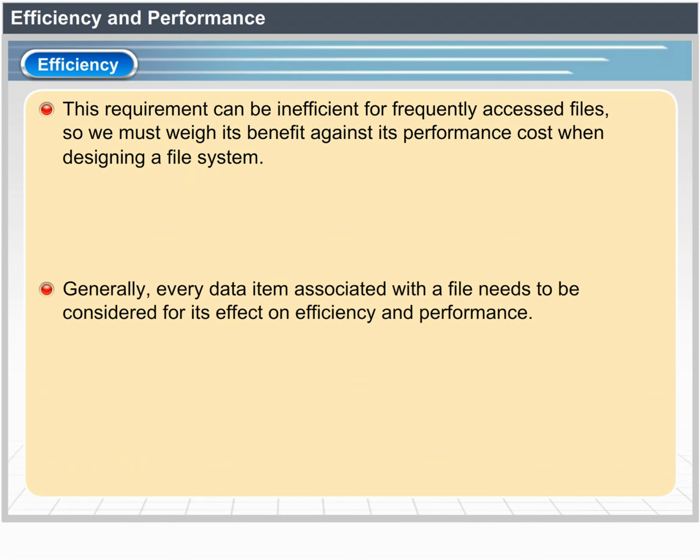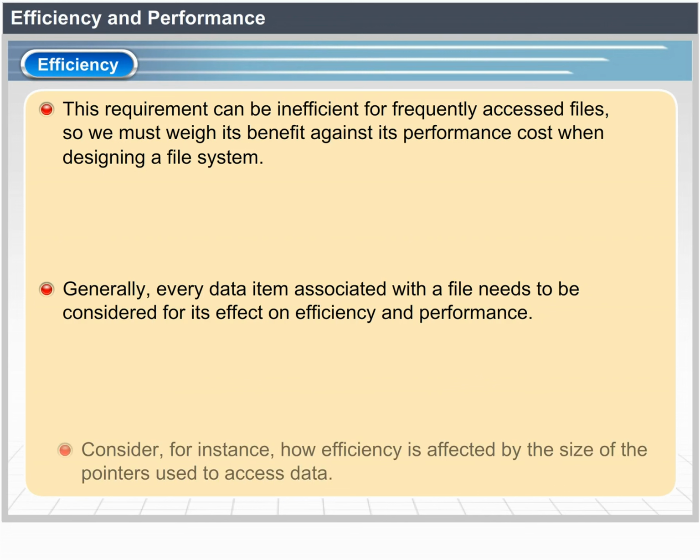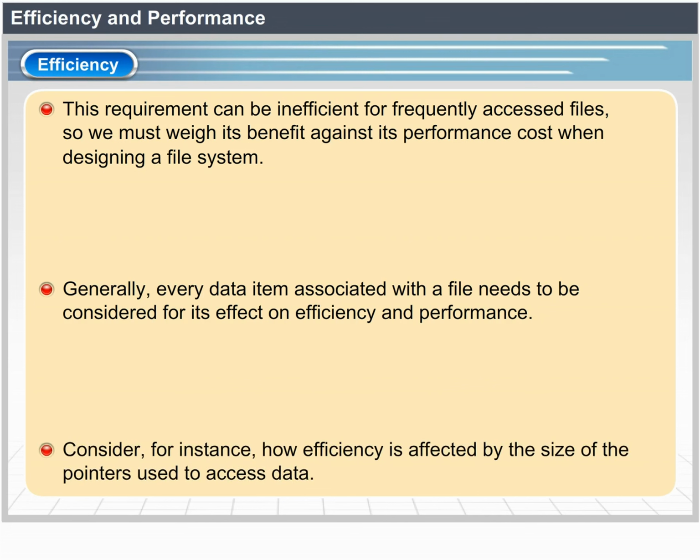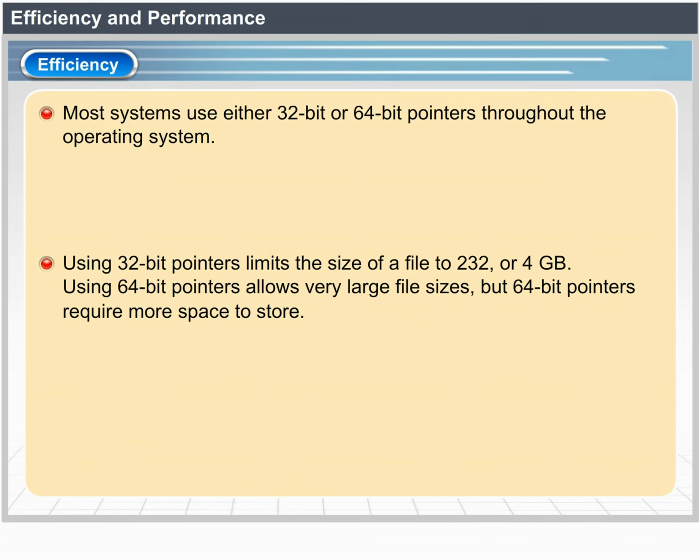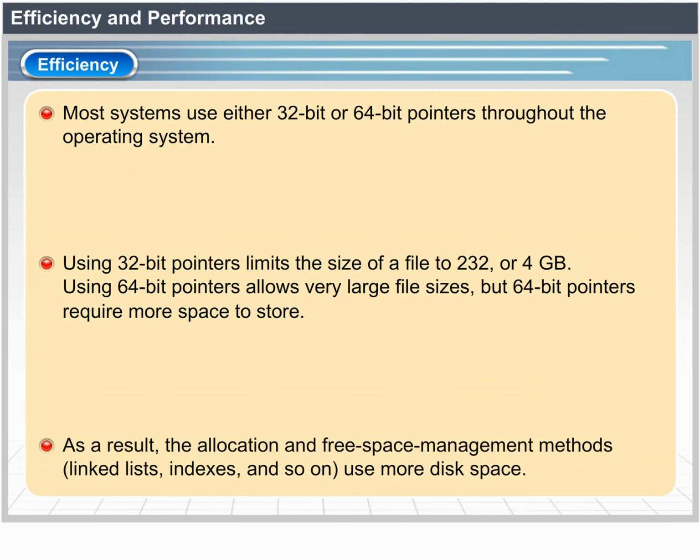Consider, for instance, how efficiency is affected by the size of the pointers used to access data. Most systems use either 32-bit or 64-bit pointers throughout the operating system. Using 32-bit pointers limits the size of a file to 2^32, or 4 GB. Using 64-bit pointers allows very large file sizes, but 64-bit pointers require more space to store. As a result, the allocation and free-space management methods, linked lists, indexes, and so on use more disk space.